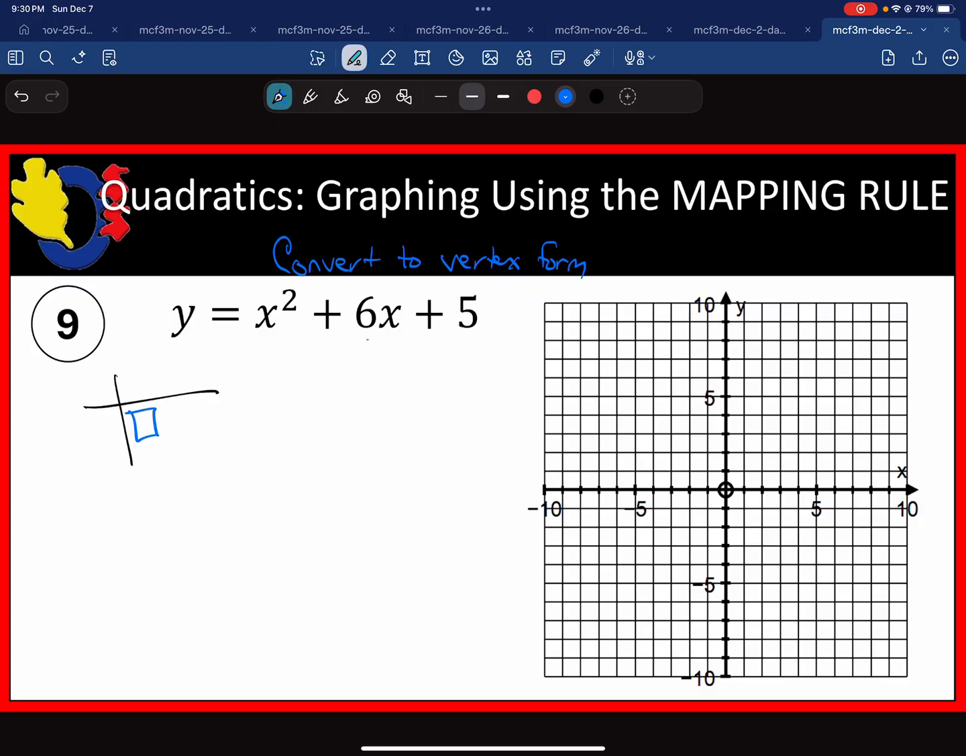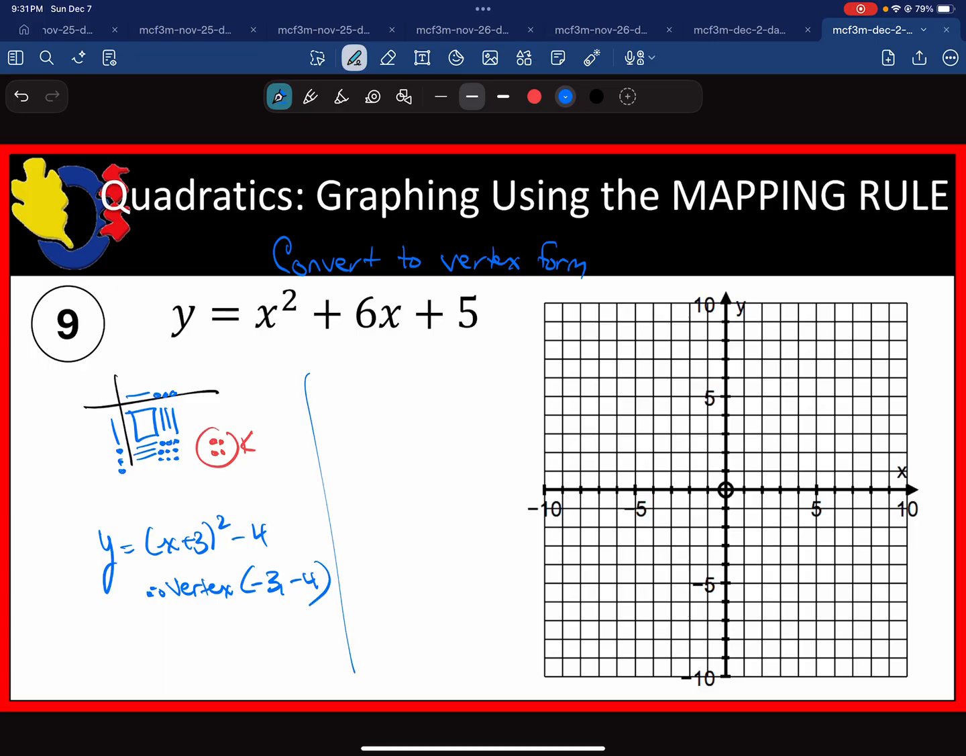So I need to evenly distribute 6 x tiles around my x squared, so 3 on each side. And I have 5 ones, 1, 2, 3, 4, 5. I still need 1, 2, 3, 4. So I'm going to bring in 4 red. And so that's my k, right? So we have x and 3. So y is equal to x plus 3 squared minus 4. And the vertex is negative 3, negative 4. Okay, so then we're going to use our mapping rule.